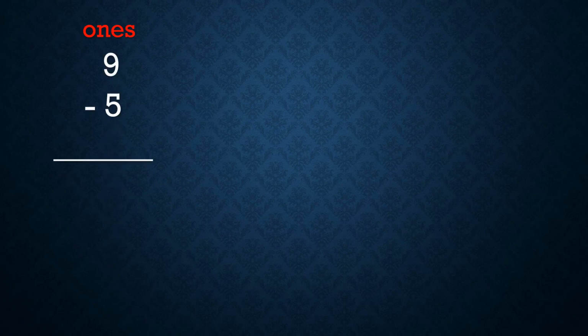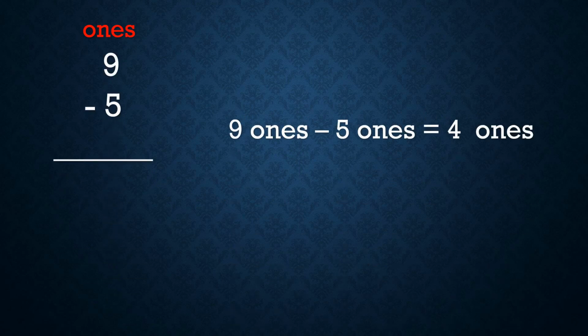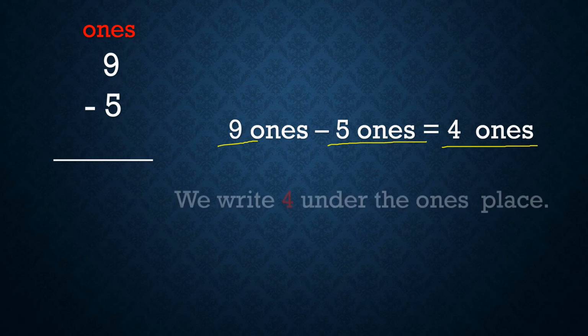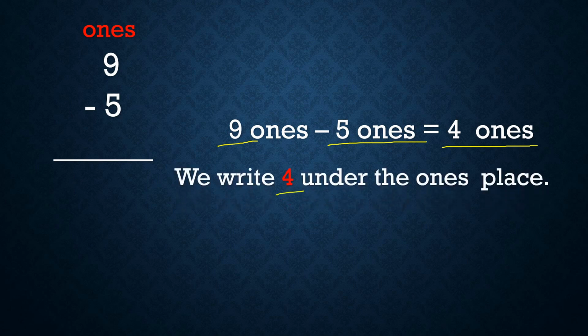9 minus 5, it means 9 ones minus 5 ones is equal to 4 ones. So we write 4 under the ones place. So 9 minus 5 is equal to 4.